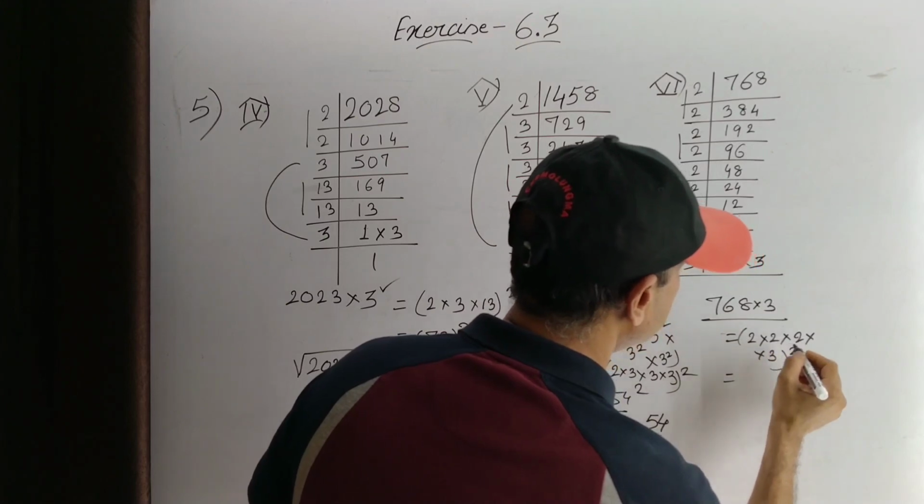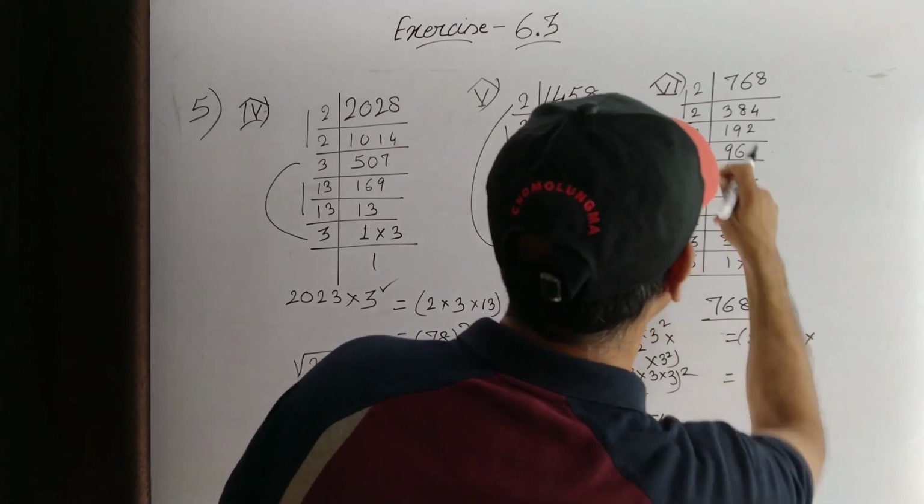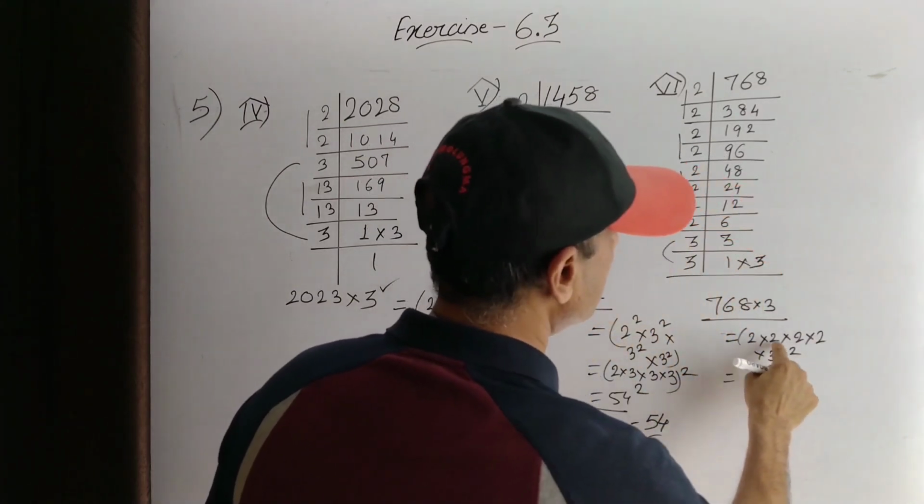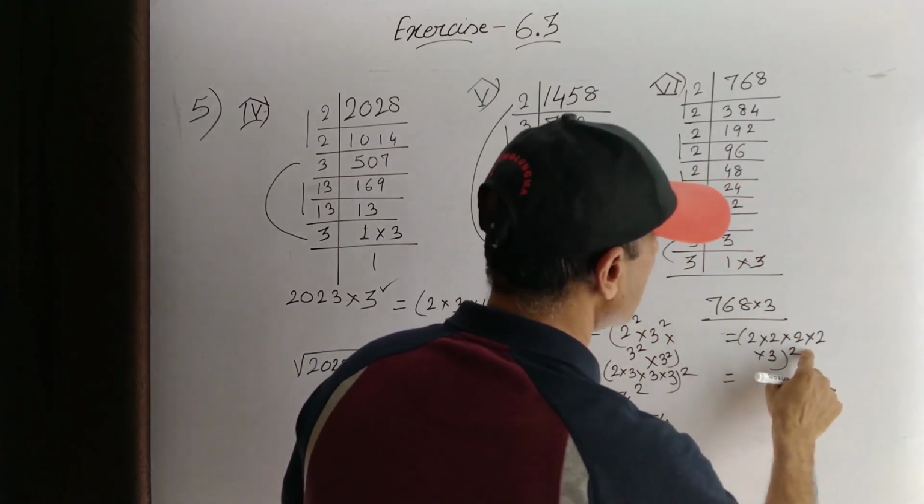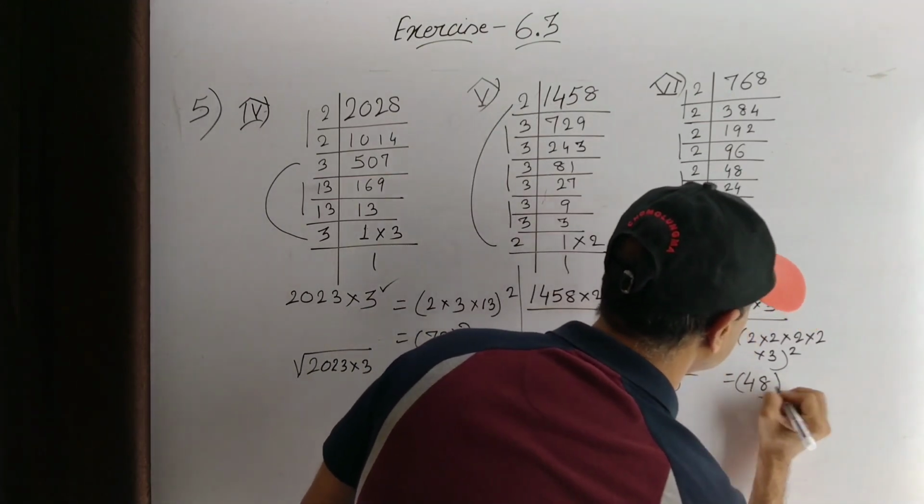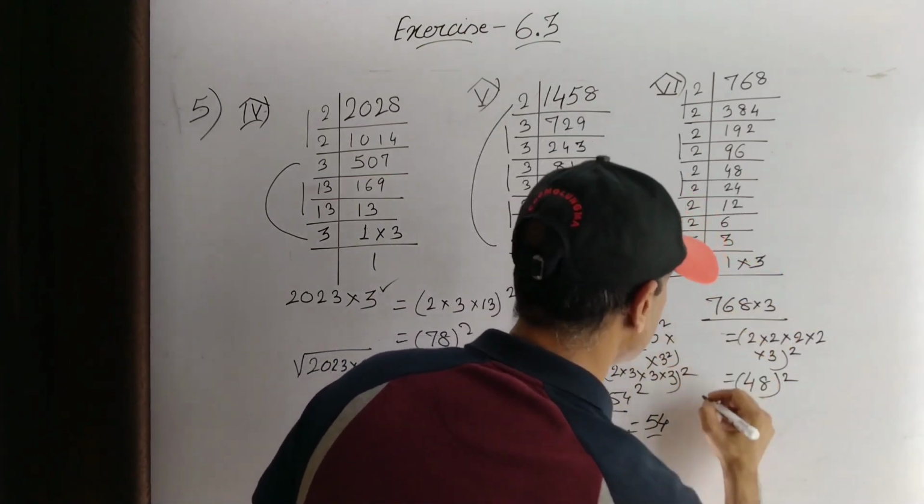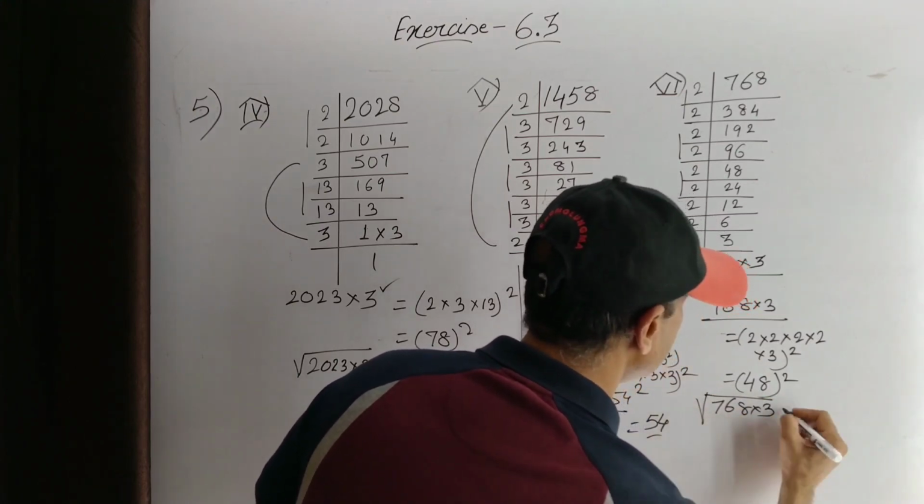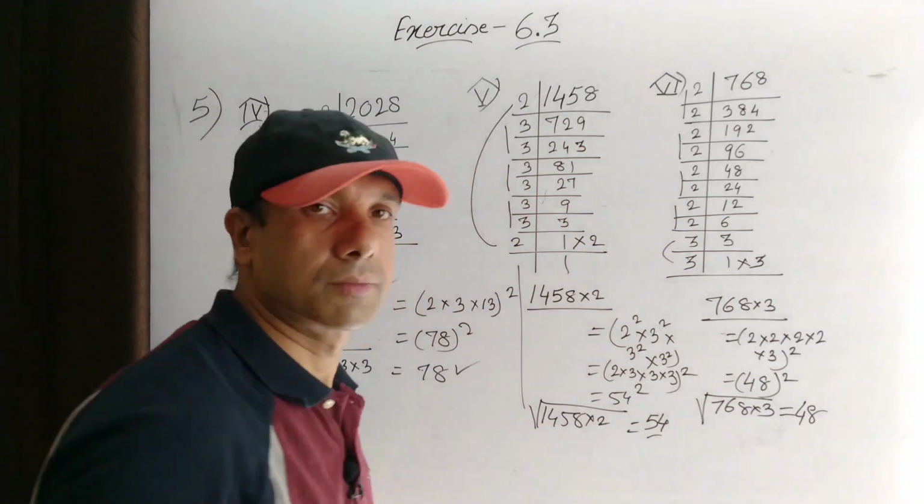2, 4 into 2, 8 into 1 2 3 4. I missed out a 2 here, so it will be here. So 2 into 2 into 2, 4 into 2 is 8 into 2, 16. 16 3s are 48, and this will be whole square. So the square root of this new number, that is 768 into 3, will be equal to 48.